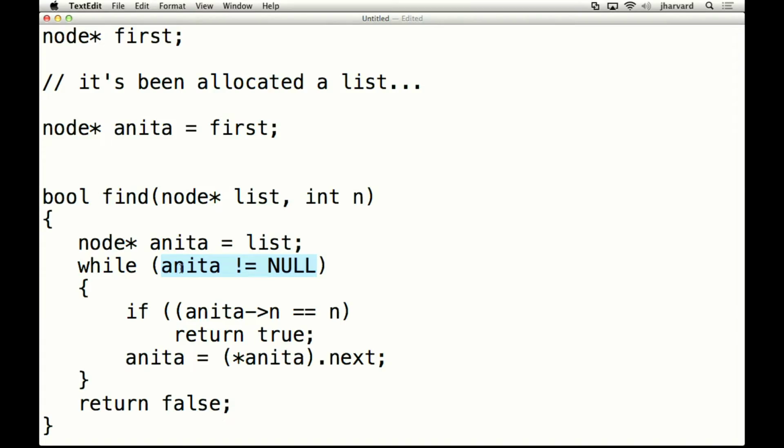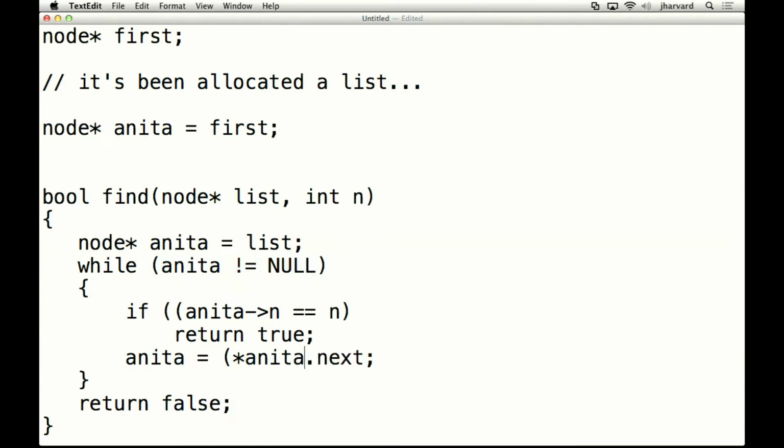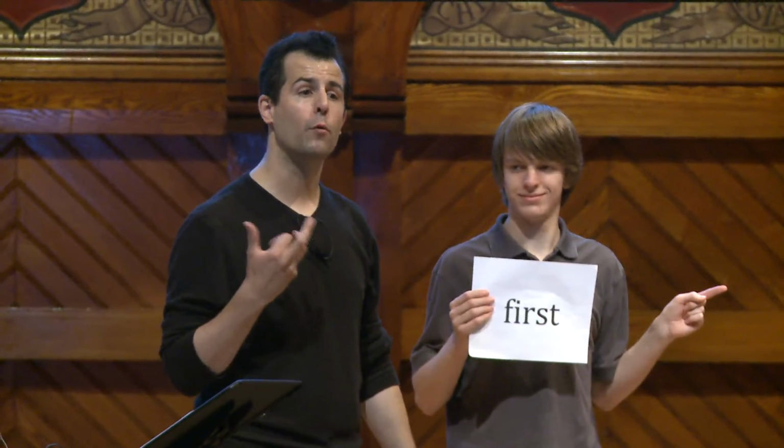Anita is null at that point in the story, so the while loop terminates, and we have to return false. Because if she got all the way to Ari's null pointer, then there was no number that she sought in the list. So we can clean this up too. But this is a pretty good implementation then of a traversal function, a find function for a linked list.